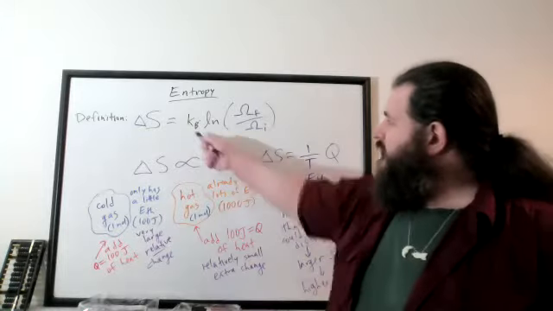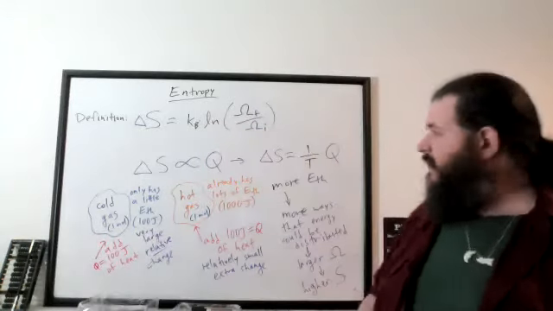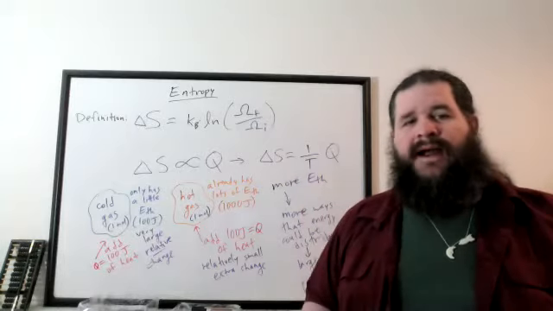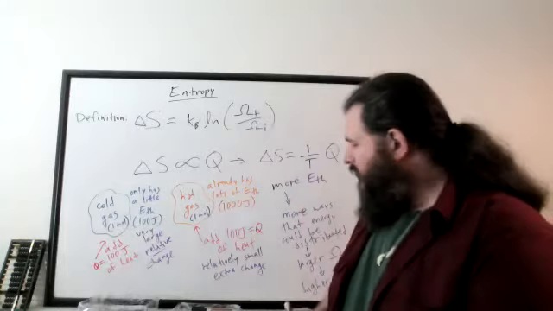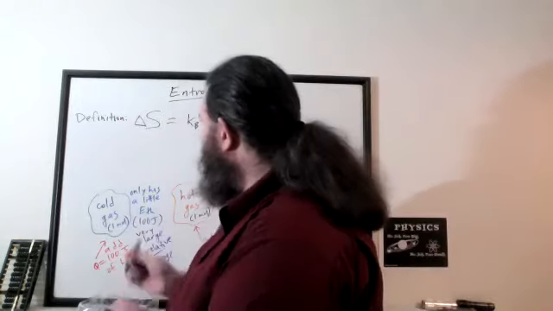So again, even though this is how we define entropy, this is what entropy means, the way we're often going to be calculating it is based on heat divided by temperature. So this is often a more practical formula. If you want to actually calculate entropy, in most cases, we're going to be using heat over temperature.